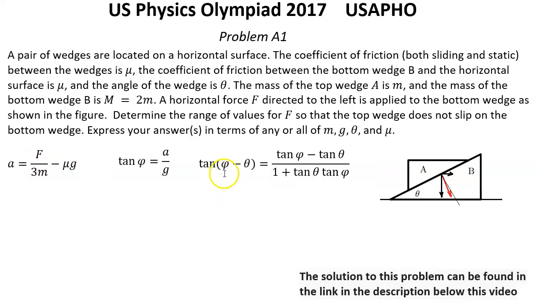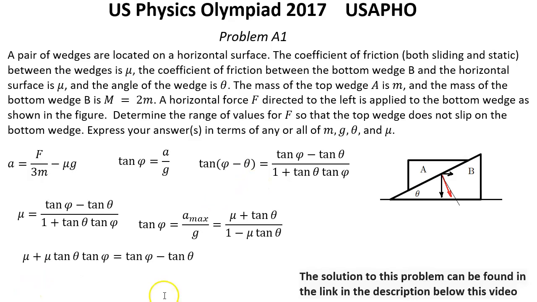Now we have angle phi greater than theta, and we have the maximum possible acceleration, and we have to find the tangent of phi minus theta, and that will be the critical angle equal to mu. And now tangent phi equals a maximum over g, which is this expression. And from here we can find the maximum force F. That was a solution using a non-inertial frame of reference.